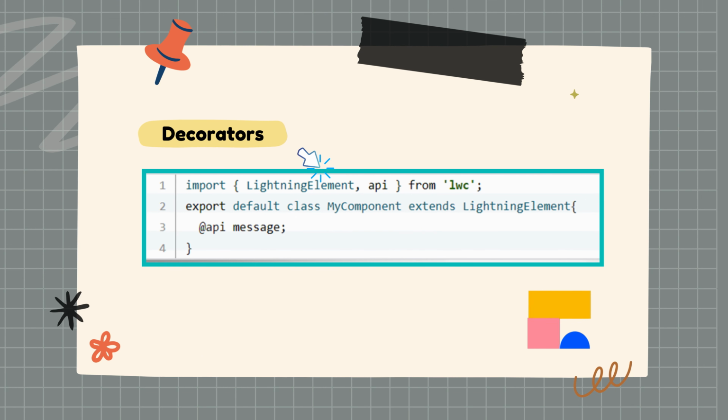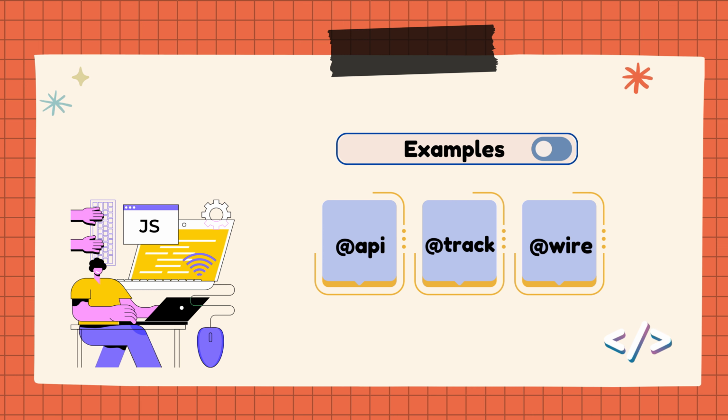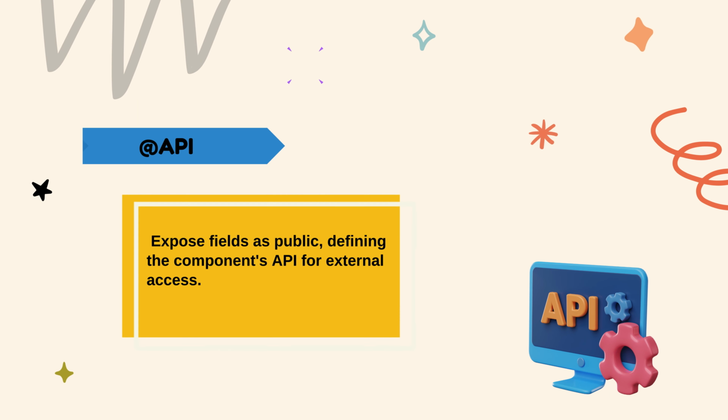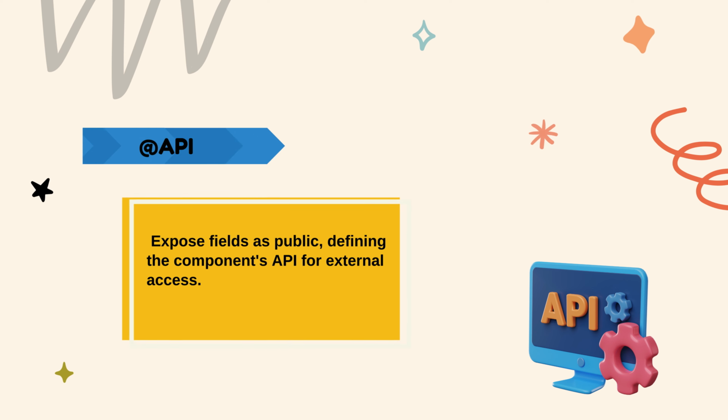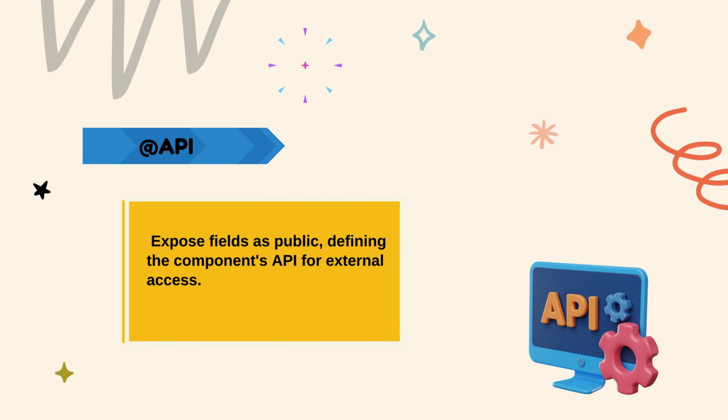Decorators modify the behavior of a property or function. In Lightning Web Components, import decorators from the LWC module. Examples include @api, @track, and @wire. @api exposes fields as public, defining the component's API for external access. All public properties are reactive, triggering re-renders upon changes.